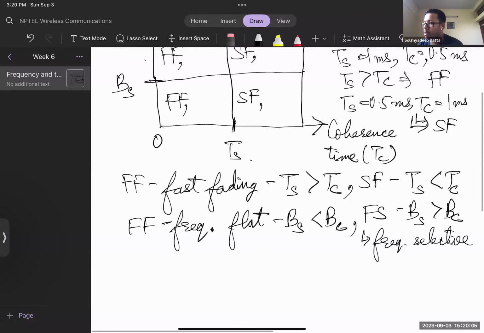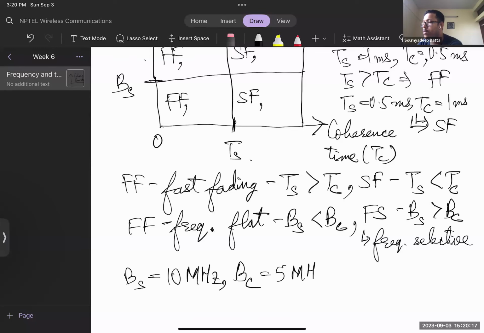So here also we can take an example. Let's say the signal bandwidth is something like 10 megahertz and the coherence bandwidth is something like 5 megahertz, which means that the signal occupies 10 megahertz bandwidth. And in this spread of the spectrum, the channel has already changed significantly because the coherence bandwidth is 5 megahertz. That means if you go more than this, the channel has already changed. So the channel is not uniform across frequency because the frequency spread of the signal is more than the coherence bandwidth. And so here we see that Bs is greater than Bc, which means that it is frequency selective.